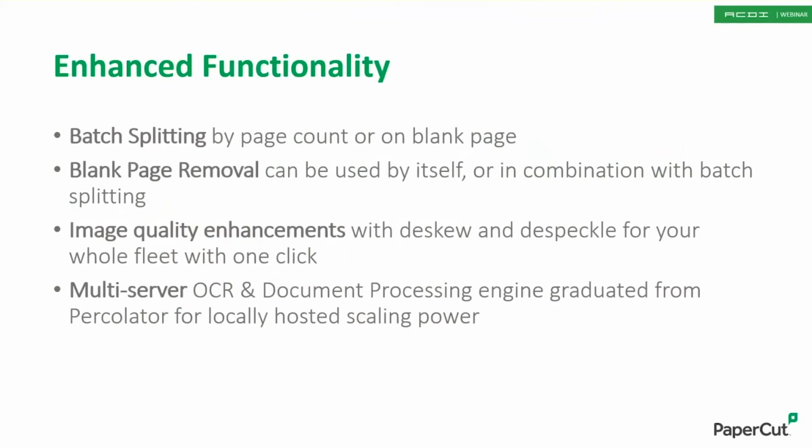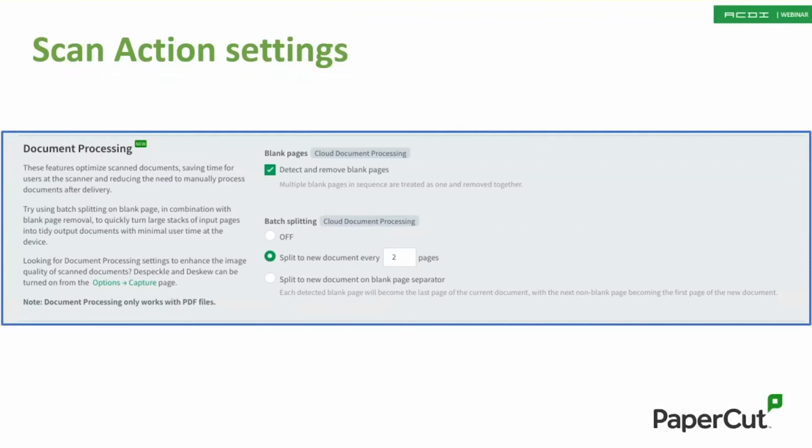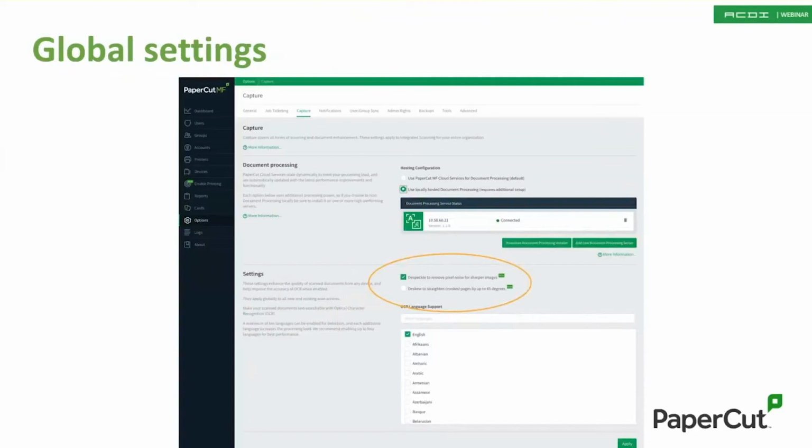This is how you turn on blank page removal and batch splitting. It's under each scan action, and just a couple of clicks will do it. Deskew and despeckle are global settings. They are available on the capture page. That's under options. Now, this is the same area where you determine whether or not you're using the PaperCut cloud service or a self-hosted OCR service. A simple click on the checkbox enables deskew or despeckle, and the OCR language support selections are below.